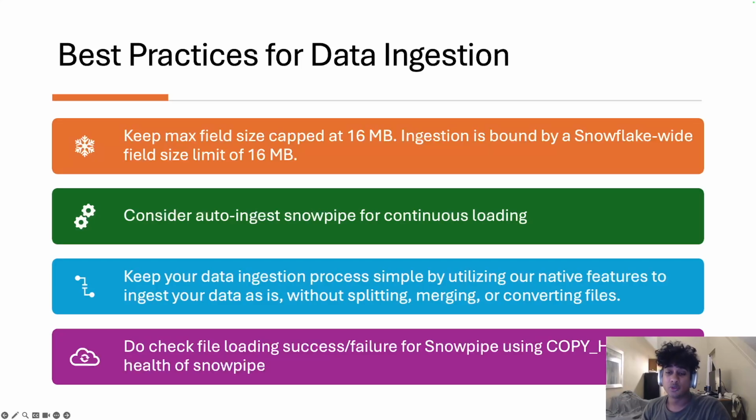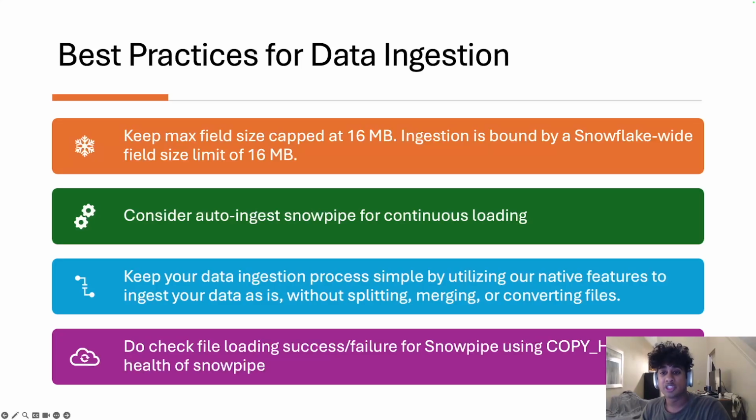Number one, use file compression. Compress your files before ingesting them into Snowflake. Snowflake can automatically decompress files in formats like gzip, deflate, and so on. Compressed files are smaller, so they reduce the storage costs and network transfer times, speeding up your ingestion process.